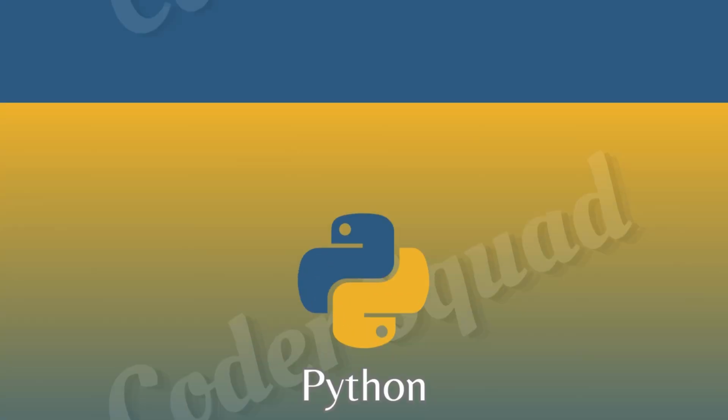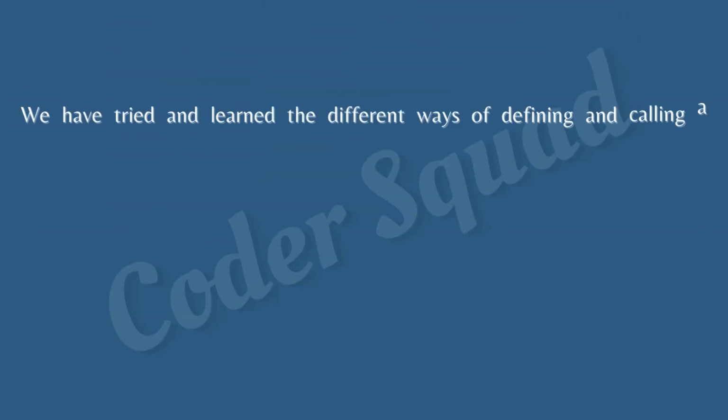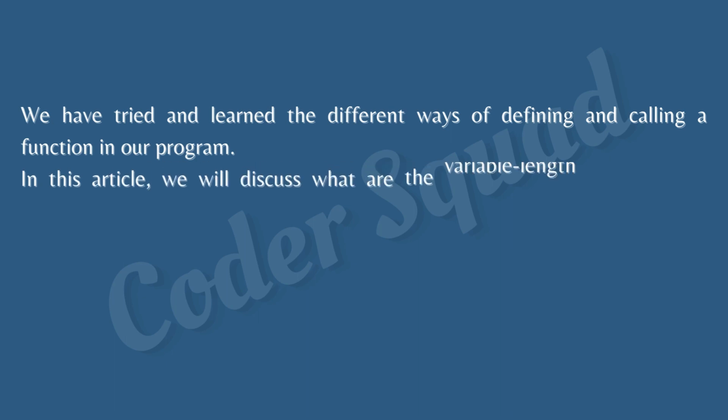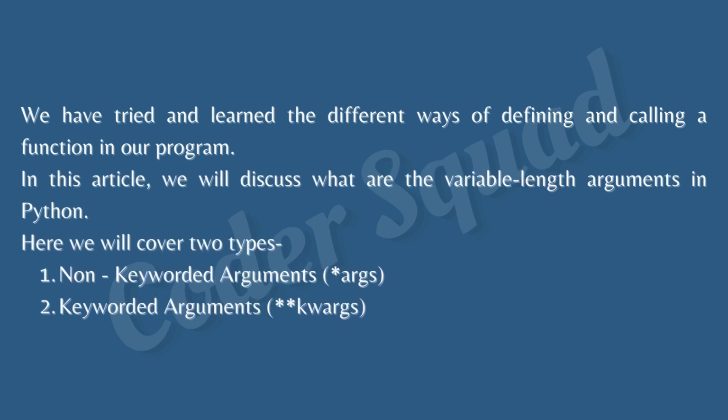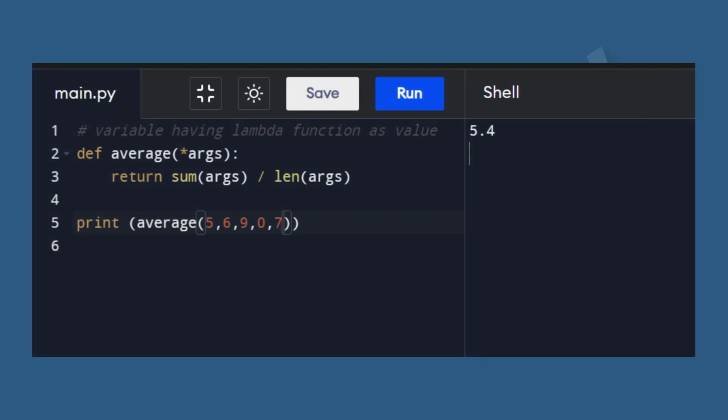Python also supports variable length arguments, allowing functions to accept an arbitrary number of arguments. Let's take a look. In this average function, *args collects all the arguments passed to the function and stores them in a tuple. We can then perform operations on this tuple, like calculating the average.